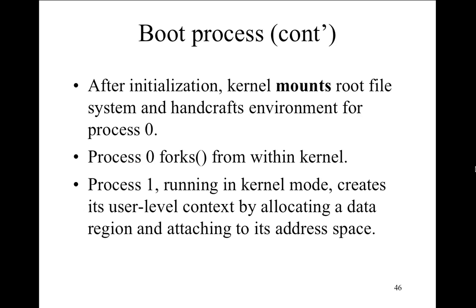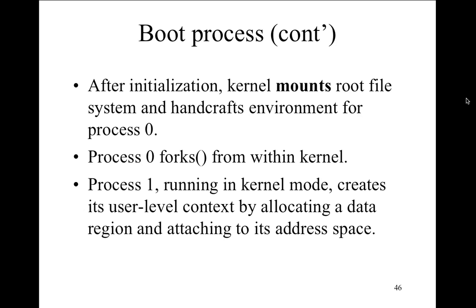So, in terms of the boot process, after the initialization, the kernel mounts the root file system and handcrafts the environment for process 0. So the process numbering starts with process 0, which forks within the kernel itself. And then we have process 1, where the user running in kernel mode creates the user level context. So process 0, or the beginning, is the kernel mode. Process 1 is the start of init, or the initialization of what would be considered the user mode.